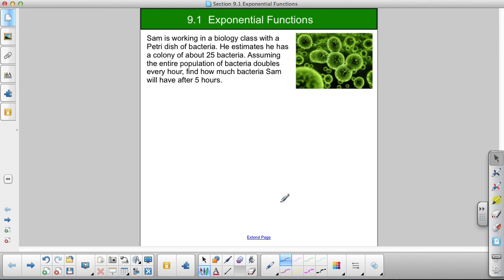Hello class and welcome to section 9.1. Today we're going to go ahead and look at exponential functions. So let's just start by looking at an example of what would represent an exponential function.